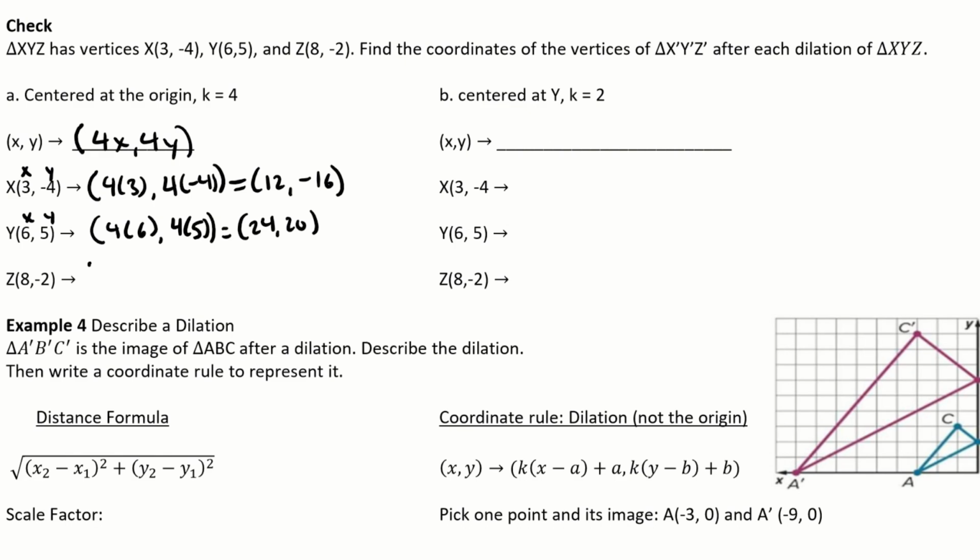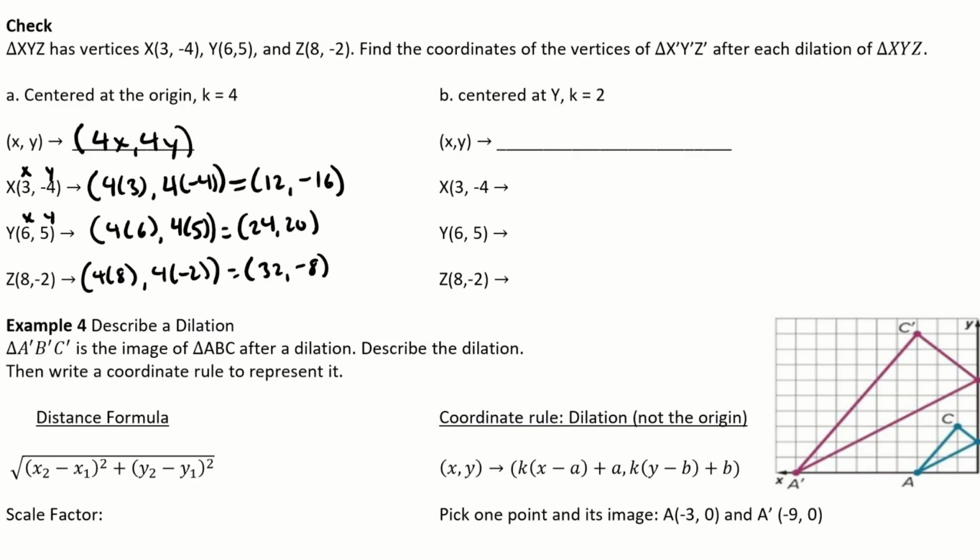And then last one, we get 4 times 8, 4 times negative 2. It gives us 32 and negative 8. That's it. Now this one over here on the right, we're going to use the formula.